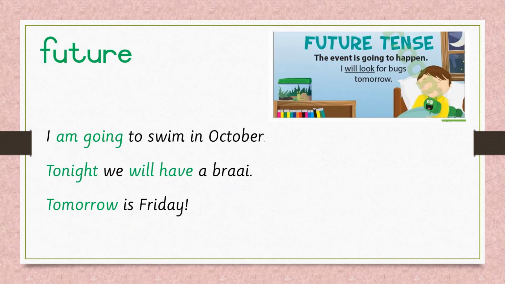And into the future. So future tense, the event is going to happen. It hasn't happened yet, it's still going to happen. And let's look at the sentences to guide us. I am going to swim in October. Am going, okay? Meaning it is still coming. It will still happen. I am going to. It hasn't happened yet. It's not happening now. I am going to. What will happen in the future?